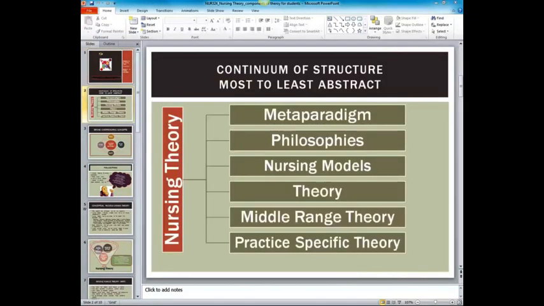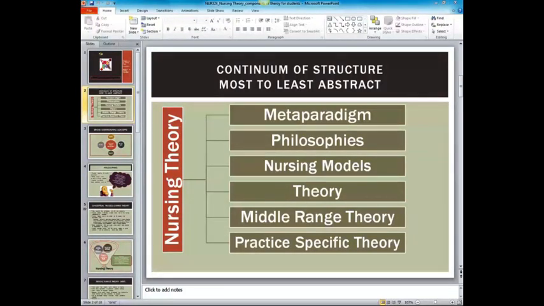Okay, so for our purposes, the structure of nursing theory is on a continuum from most to least abstract. And so if we have nursing theory over here, the broad name nursing theory, the biggest concepts are the meta-paradigms. They really wrap around all of the concepts within nursing.